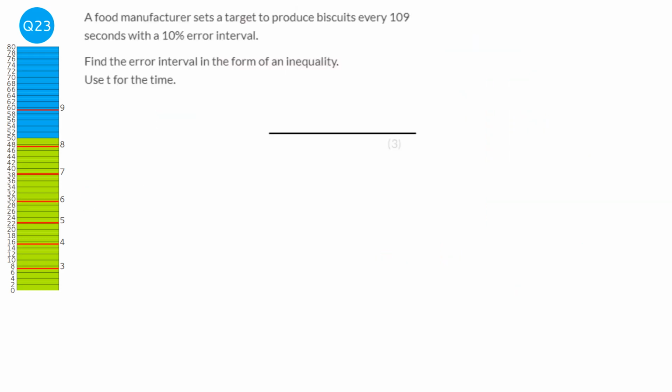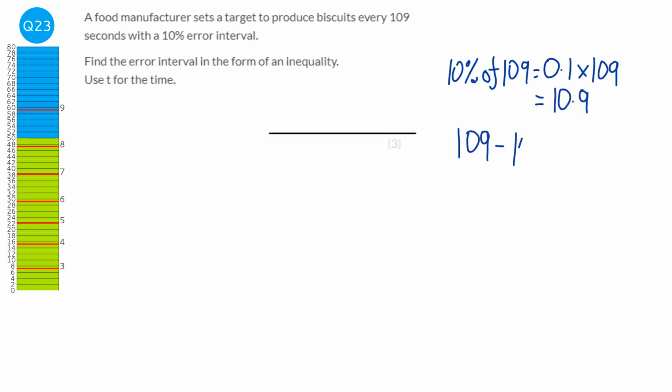First thing we need to do is find out what 10% of the 109 is. So we're just going to multiply by 0.1, and that gives us 10.9. So what we're going to do is we're going to add and subtract this from 109. So we're going to do 109 take away 10.9, which gives us 98.1. And then we're going to do 109 plus 10.9, which will give us 119.9.